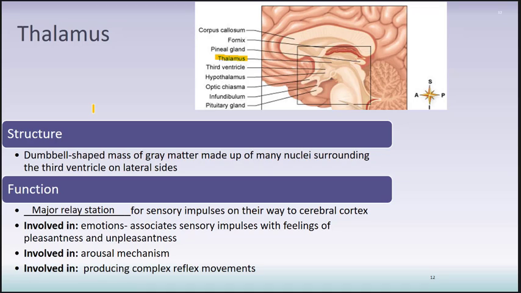The thalamus performs the following functions. It's involved in emotions. So it can associate the sensory impulses that are in our environment with feelings of pleasantness or unpleasantness. So what we take in all around us every day, we will interpret as something we like or something we don't. And our thalamus is involved in that. It's also involved in the arousal mechanism, so our alerting mechanism. And it's involved in playing a part in the production of complex reflex movements.